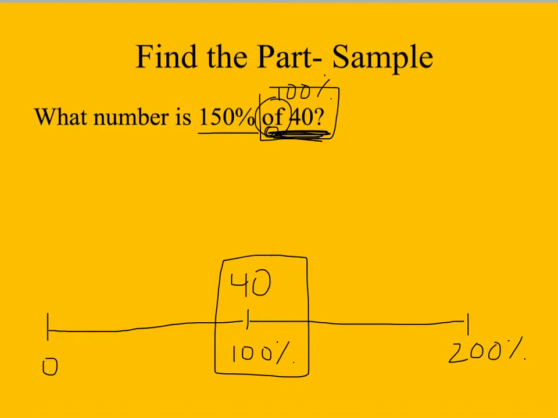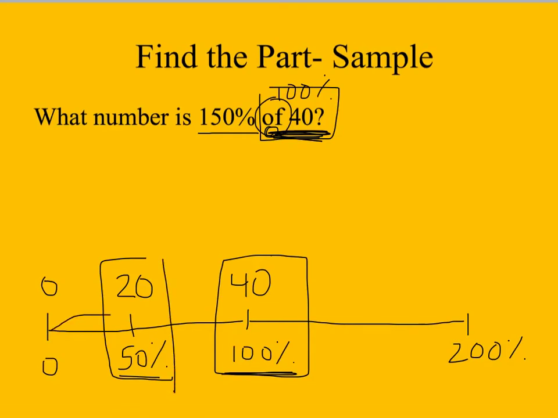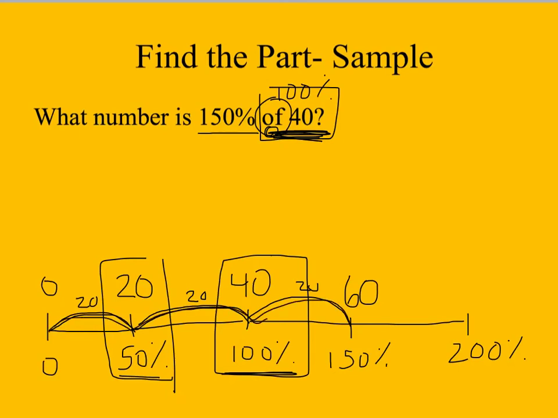Okay, so 150%. So I'm going to work backwards. So here's 100%. 50% is halfway here. Halfway between 0 and 40 is 20. So 50% is 20. So if this is 50% and 20, here's another 50% and another 20 that gives me 40. Here's another 50% and another 20, which gives me 60. 20, 20, 20 gives me 60, so that's 50%, another 50%, and another 50% to give me 150. So 60 is what I'm looking for.